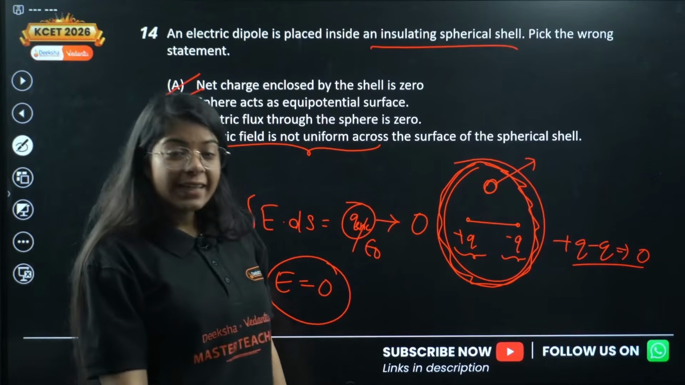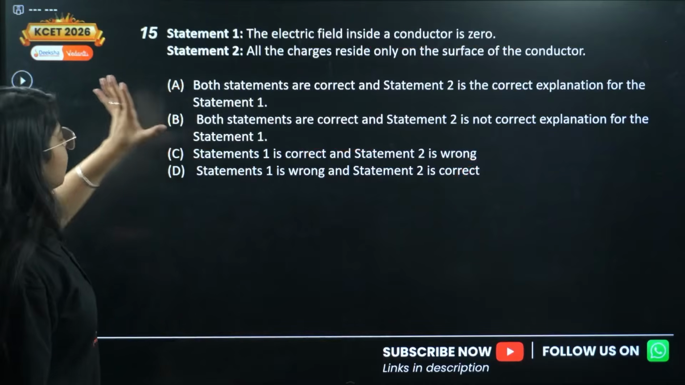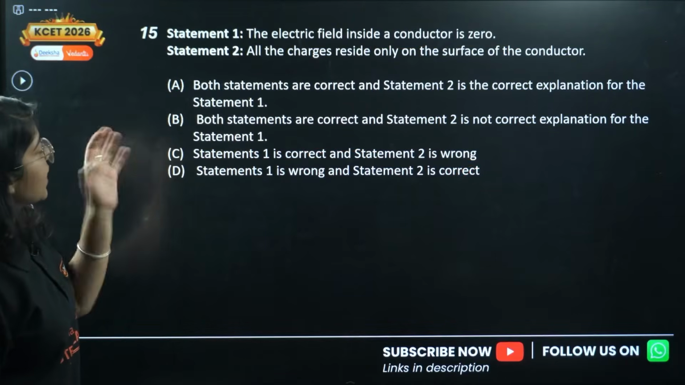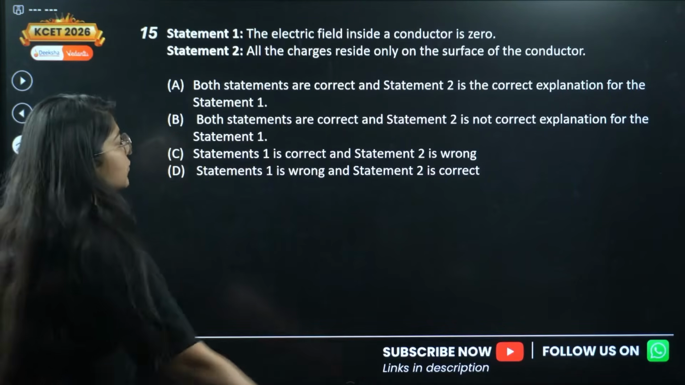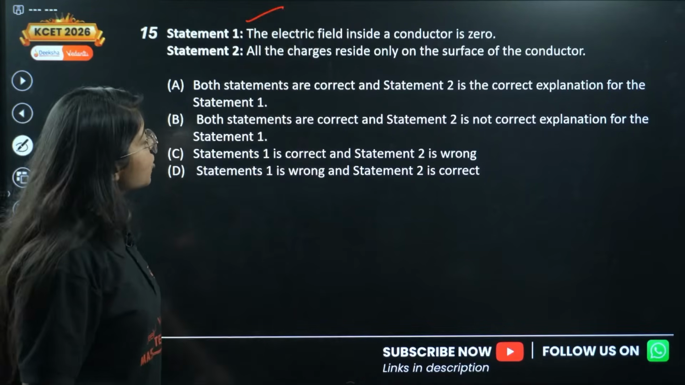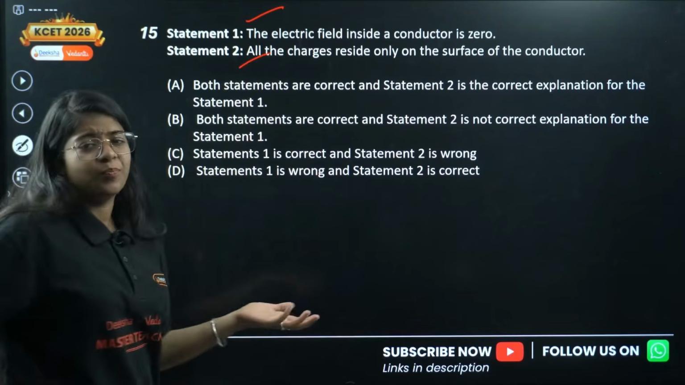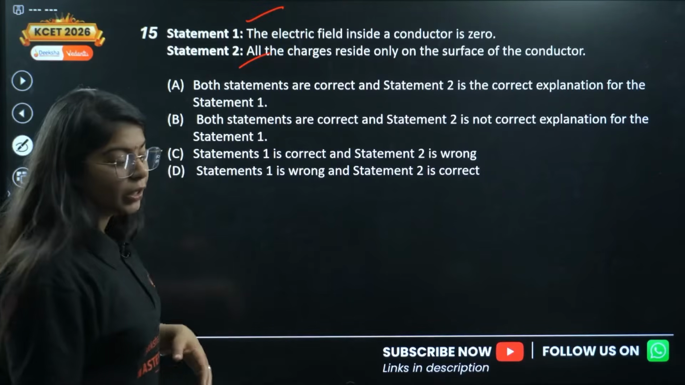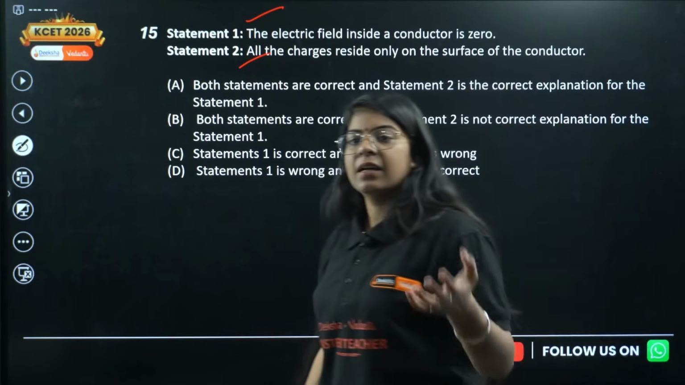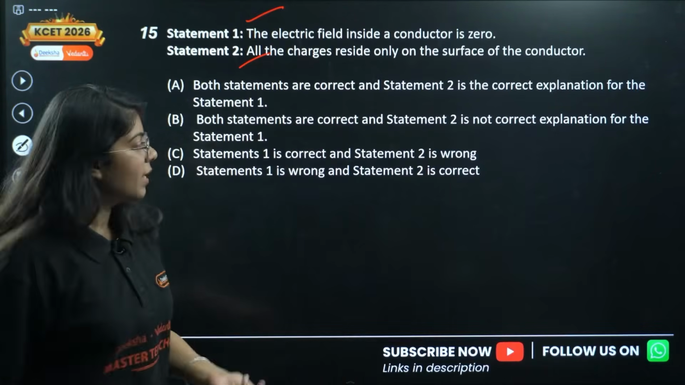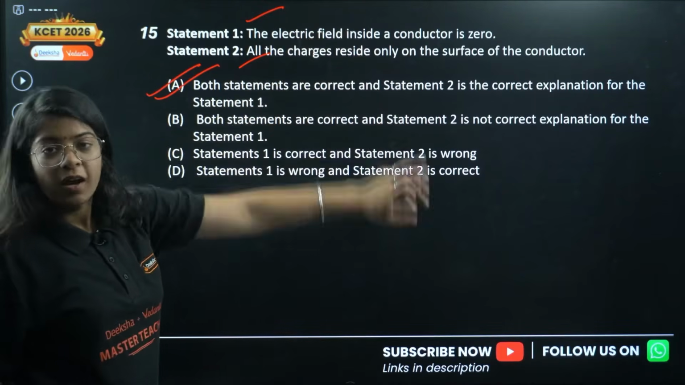Understood? Any doubt, let me know in the comment section. 15th. Statement 1 says, the electric field inside a conductor is 0. Mostly true. All the charges reside only on the surface of the conductor. Of course, both these statements are correct. We know that all the charges reside on the surface of the conductor, and hence electric field inside the conductor is definitely 0. So, both are true and the second is the correct explanation of the first.